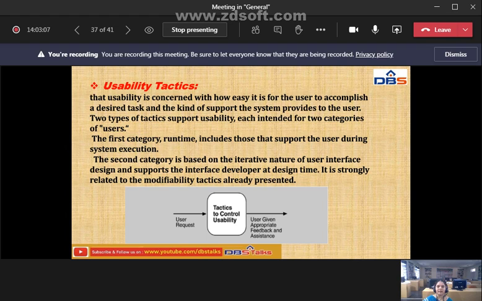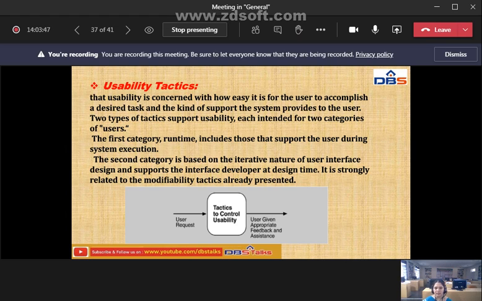The second category is based on the iterative nature of the user interface design. Iterative nature means some instructions will be executed again and again, that is an iterative or looping procedure. It supports the interface developer at design time. It is strongly related to the modifiability tactics already presented.